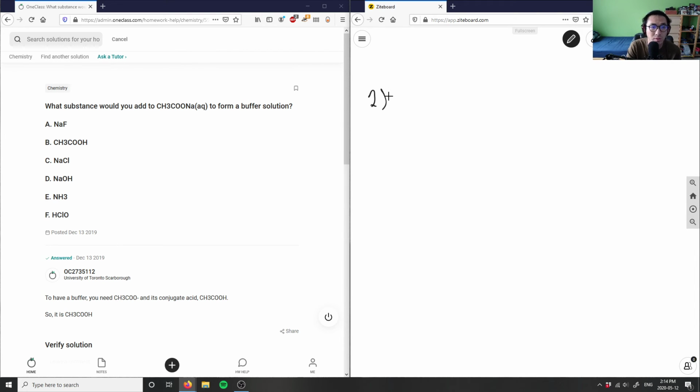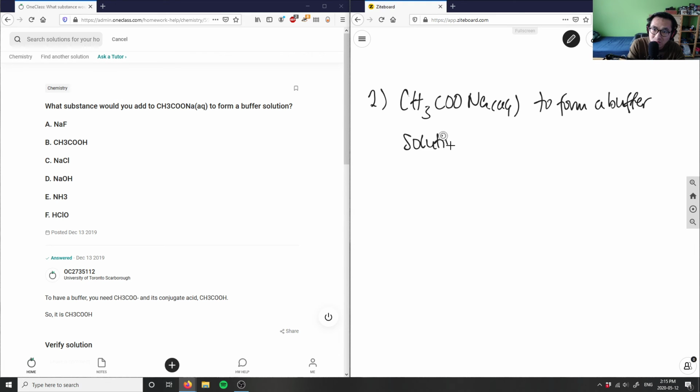So it says, what substance would you need to add to CH3COONa to form a buffer solution? So I'm given here CH3COONa, aqueous, and I want to find what substance to add to this to form a buffer solution. This here is a lot more conceptual, in the sense that we're not given our concentrations, but we're just given this here. This here is sodium acetate.